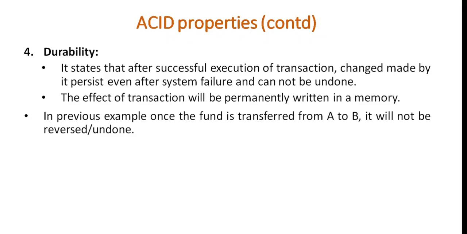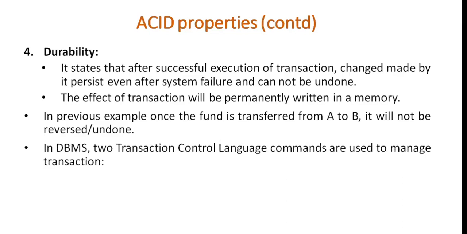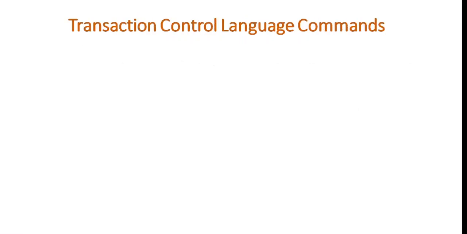The effect of a transaction will be permanently written in memory. Like in our previous example, if funds are transferred from account A to account B, then that process will not be reversed or undone. So that is durability. In a database management system, we have two transaction control language commands, which are used to manage transactions and ensure all these properties. First is the commit command and second is the rollback command.